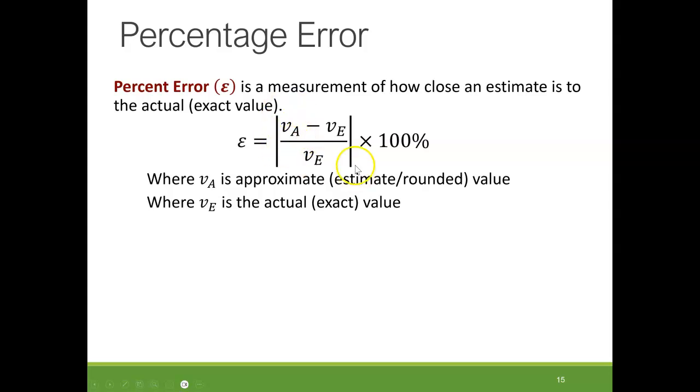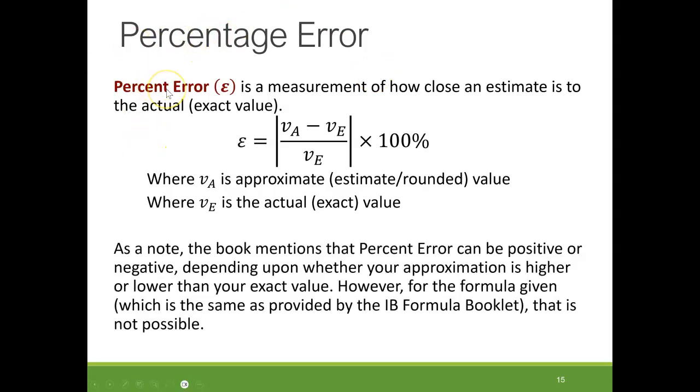Okay, the thing to remember is that the E isn't experiment or estimate. The E is the exact. The most common mistake students will make is just putting the numbers in the wrong spot in the formula. Again, do you need to memorize this formula? No. Formulas will always be given to you.